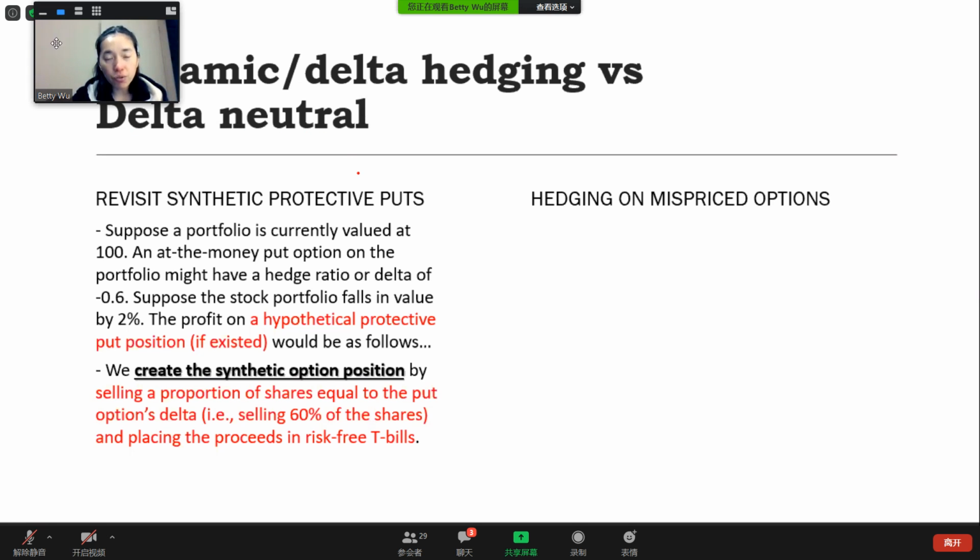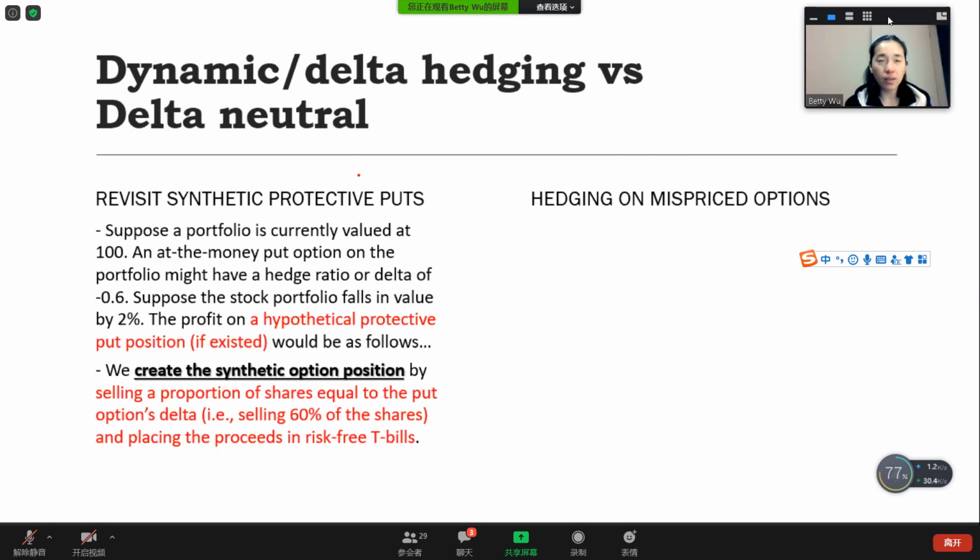It's really just to utilize the concept of delta coming from Black-Scholes and see how we can use such a concept. So the first one is in the lecture notes. Suppose a portfolio currently valued at 100, and an at-the-money put option on the portfolio might have a hedge ratio, or delta, of minus 0.6.